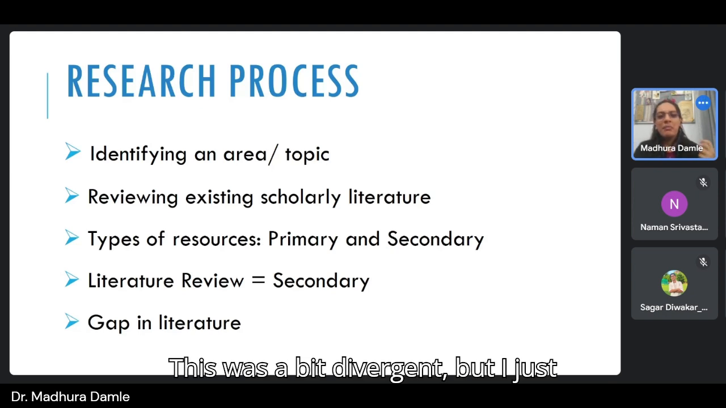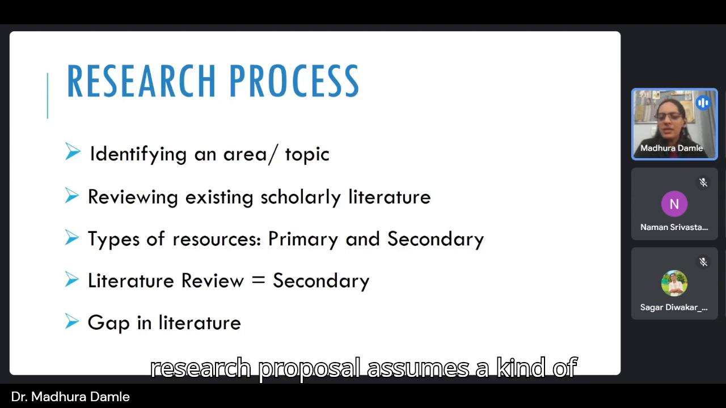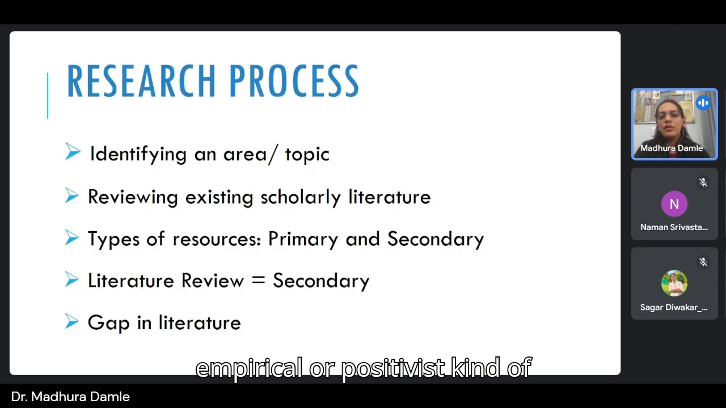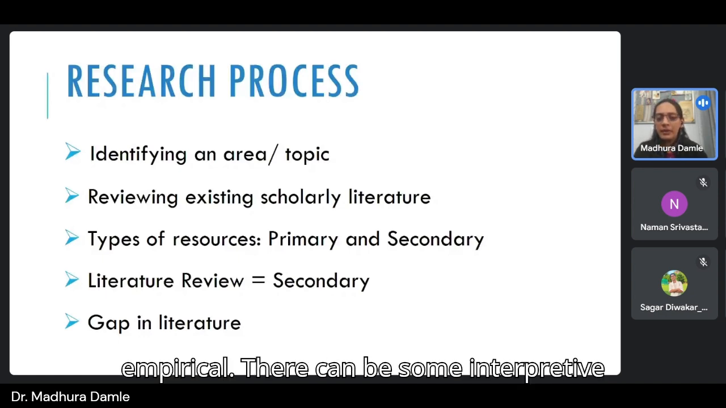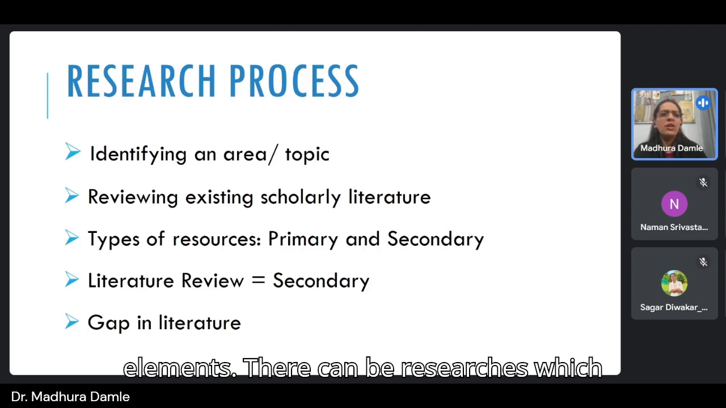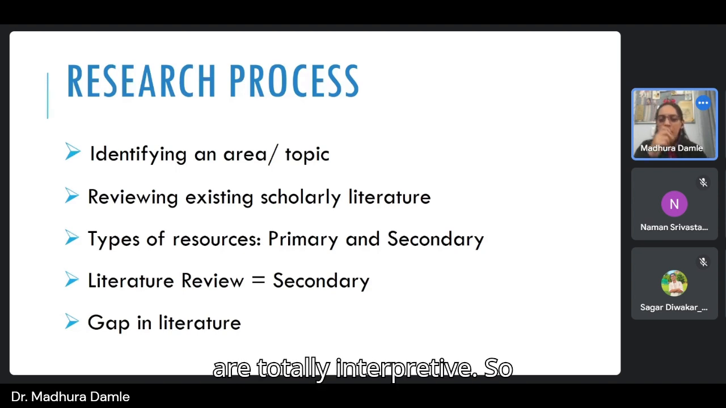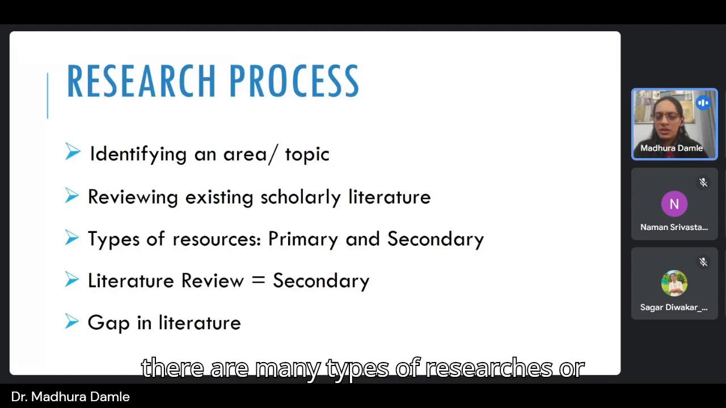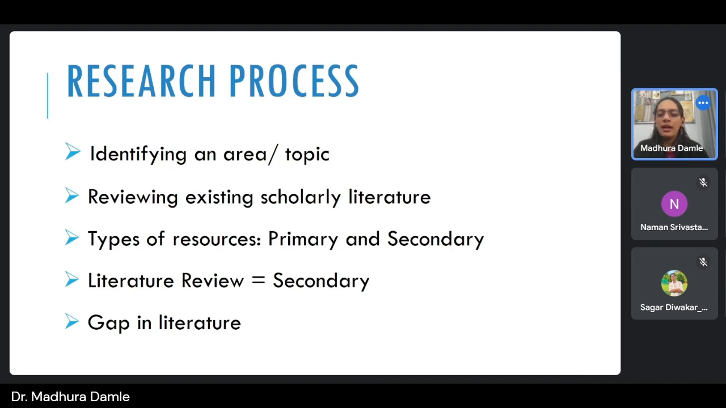This was a bit divergent, but I just wanted to say that though a research proposal assumes a kind of empirical or positivist framework, not all social science research is positivist or empirical. There can be some interpretive elements, there can be researches which are totally interpretive. So I am not going deeply into the philosophy. I just wanted to give you a hint or an idea that there are many types of researches, or there are many ways in which we can analyze the world around us through research.